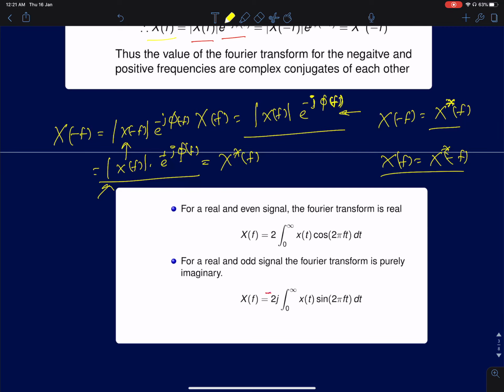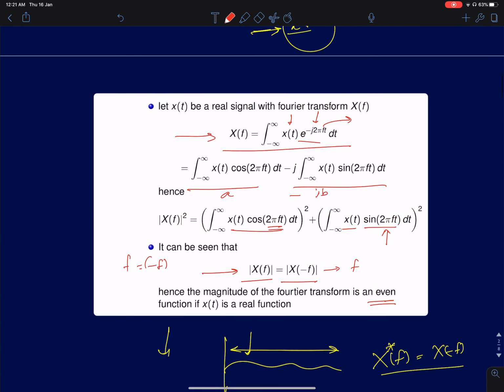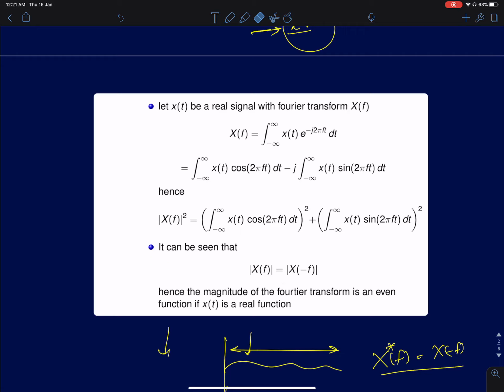Now we'll impose a few more conditions. What happens if the signal is both real and even? If you just look at this equation, x of t is now a real function and an even function. In the first term, cos is an even function multiplied with an even function, so the result is also an even function. So we'll get 2 integral 0 to infinity x of t into cos of theta of t dt, where I wrote 2 pi f t as theta.